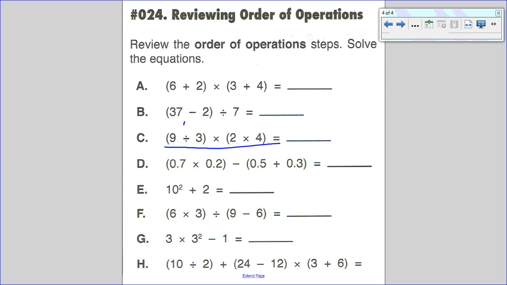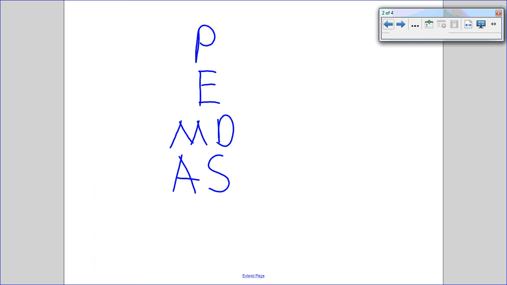Well, each one of these things is called an operation. They tell us what to do, how to operate. So they tell us actions to take. Well, there's a certain order that we have to do these actions in, or else we will not get the right answer. So PEMDAS, or please excuse my dear Aunt Sally, or anything like that, is just a way to remember what order we do things in.